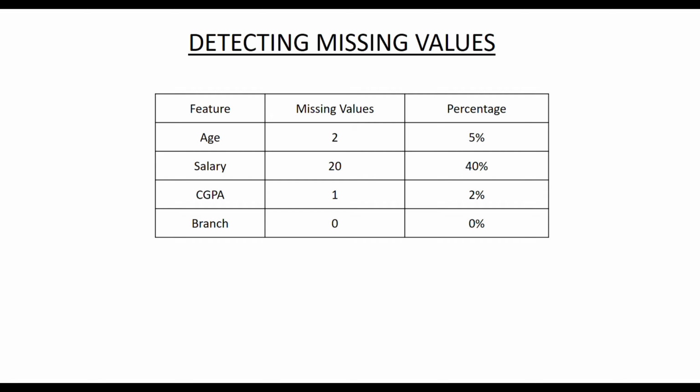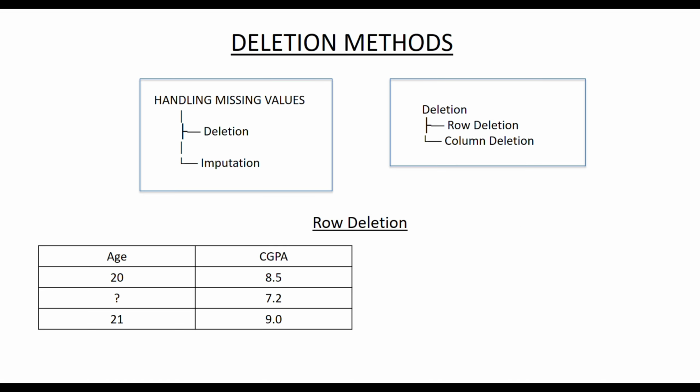But the number alone is not enough. We should also calculate the percentage. Here, salary has 40% missing data if we calculate. That is very different from age having only 5% missing data. This information will help us decide whether we should delete the data, replace the missing values or use a more advanced imputation technique. The first approach is deletion.